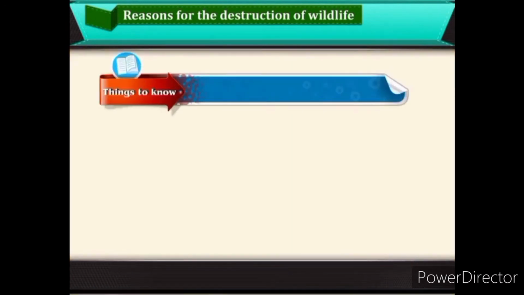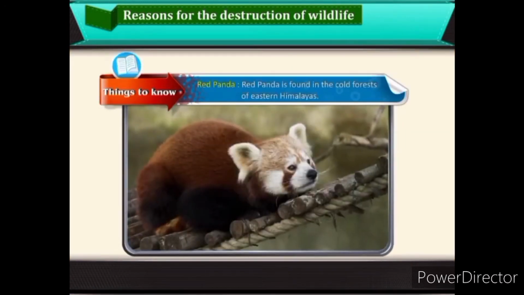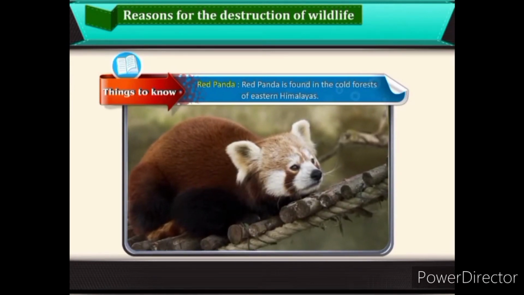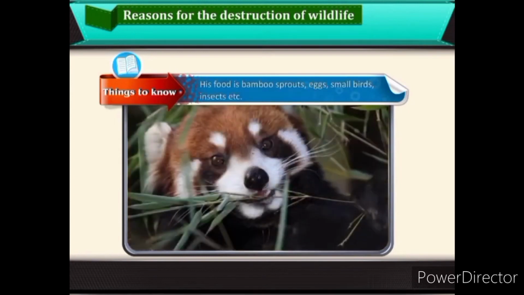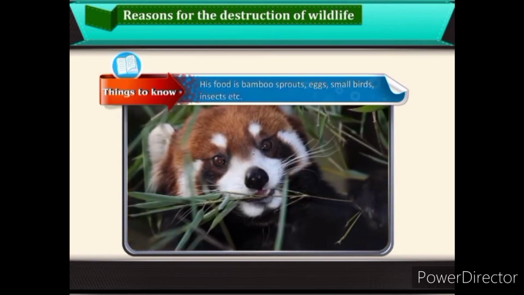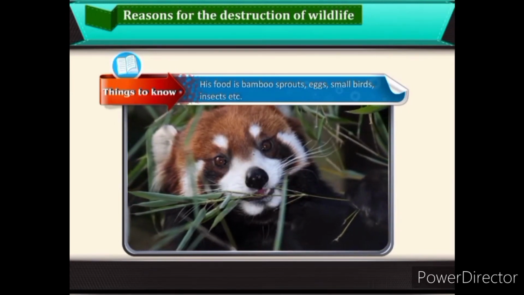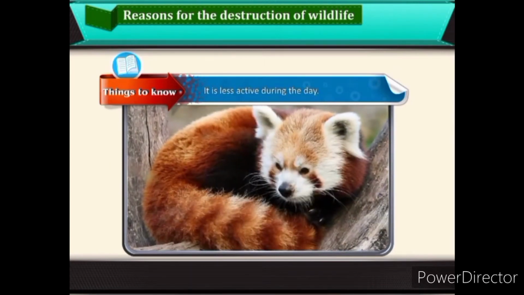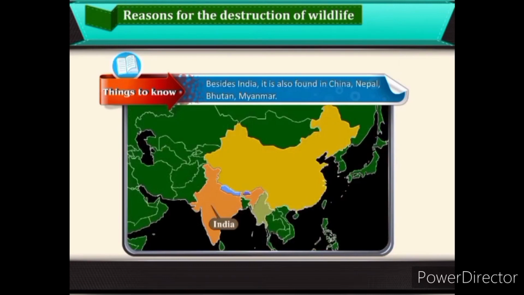Things to know. Red panda. Red panda is found in the cold forests of the eastern Himalayas. Its food is bamboo sprouts, eggs, small birds, insects, etc. It is less active during the day. Besides India, it is also found in China, Nepal, Bhutan and Myanmar.